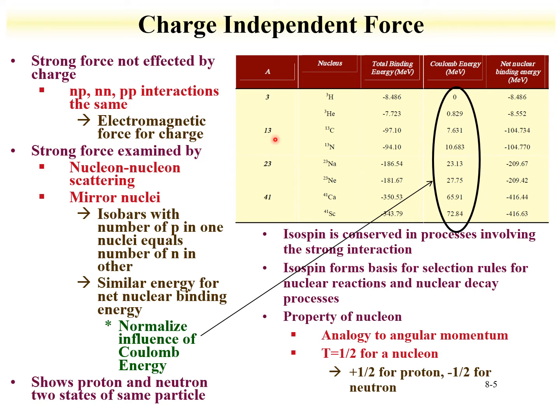And this can be used to show that protons and neutrons can be considered two states of the same particle. Actually, this term is called isospin, and it's another parameter that can act to determine reactions based upon the strong nuclear force. And here's some data on isospin. It's a property of a nucleon where the proton can have a spin of 1/2 and the neutron a spin of -1/2.